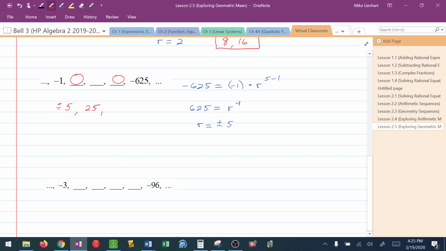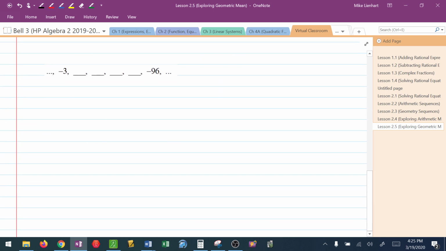The third term, if the second term is plus or minus 5, third term is 25, I know that the fourth term, the third missing term, I meant to say, would be plus or minus 125. All right? Take a minute and think about that a little bit, and hopefully it'll clear it up for you. The only time you have to worry about this is when you have an odd number of missing terms, or an odd number of terms in the sequence. Okay? Let's take a look at one more here.